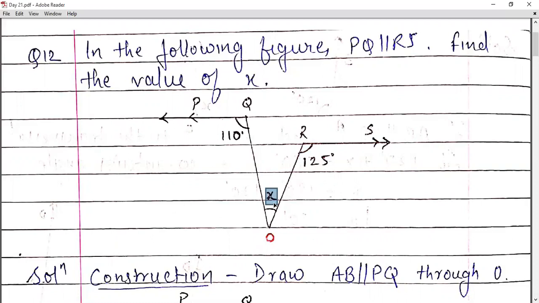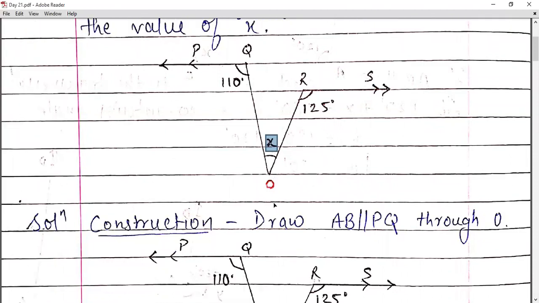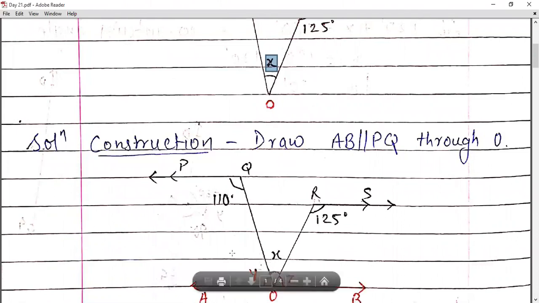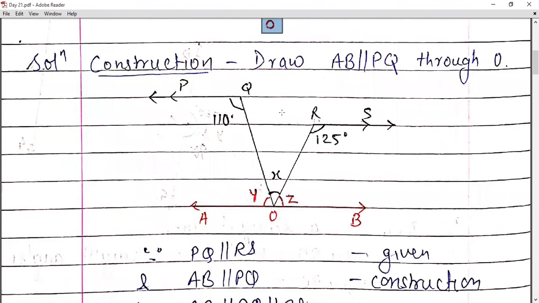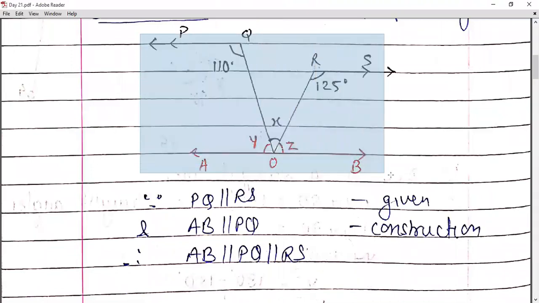In order to solve this question, we have to make a construction. We need to draw a line AB parallel to PQ. That line will be drawn through point O. I have named this point as O. So the reconstructed diagram will be somewhat like this.